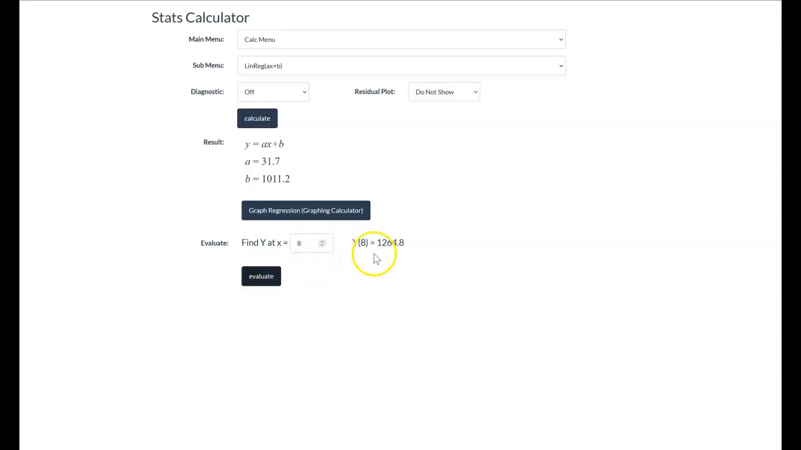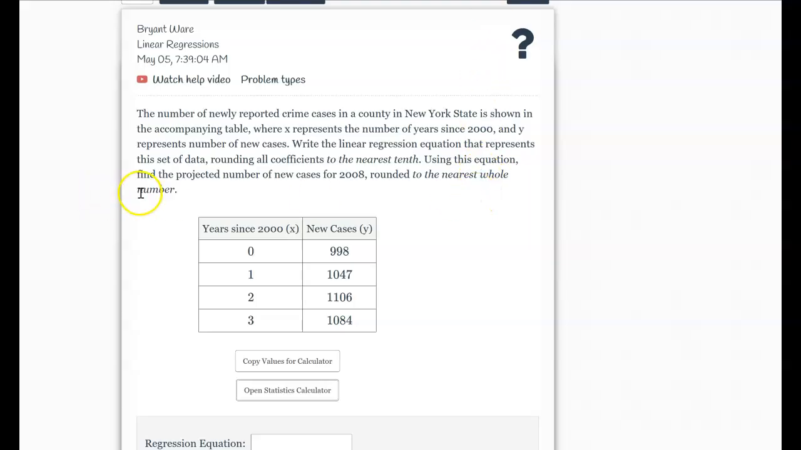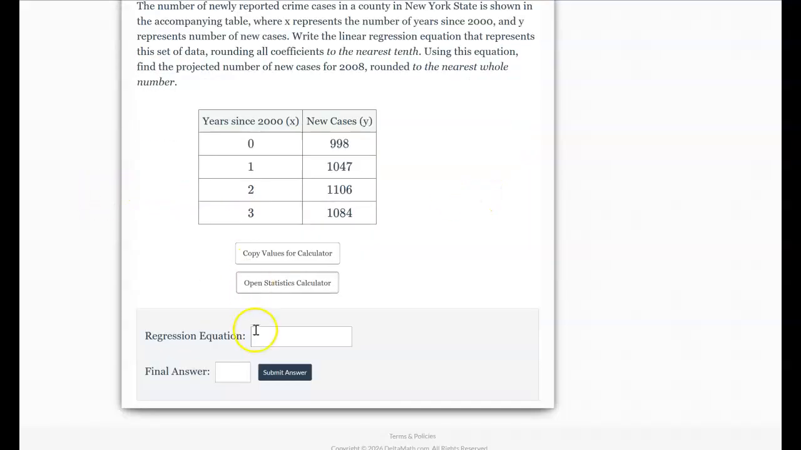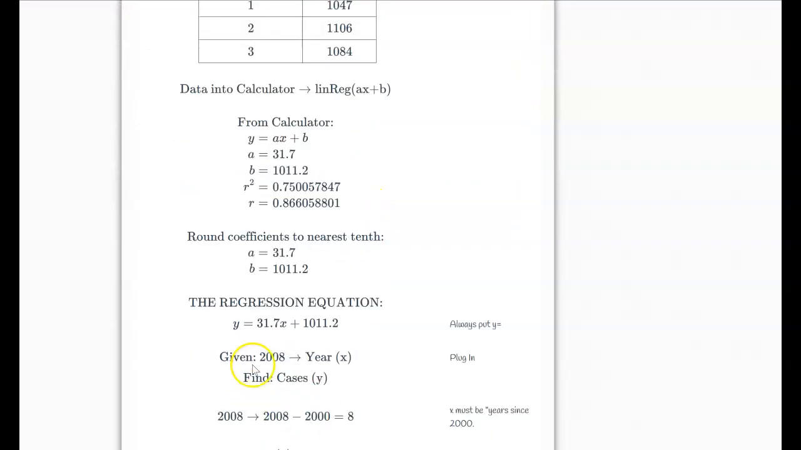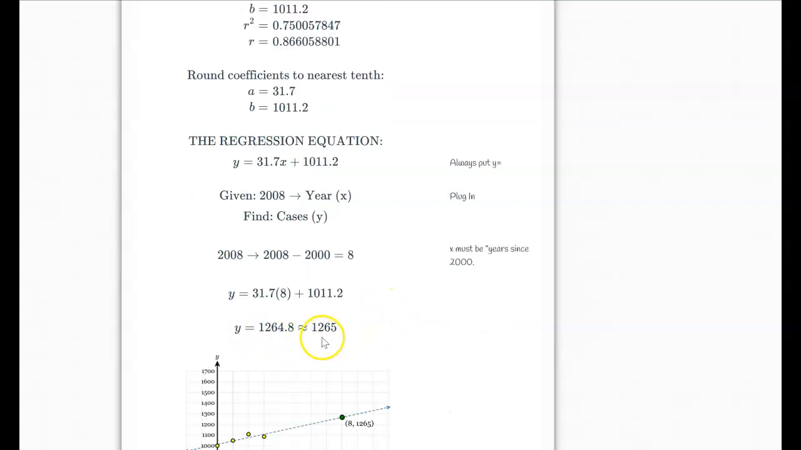Hit evaluate, and this is our final answer. And I believe they want us to round to the nearest whole number. Let's take a look. But here's the equation: y equals ax plus b, with a being 31.7 and b being 1011.2. And yep, to the nearest whole number. So we'll put in that equation here, put the final answer here, and it will look like this. So here's your equation. And the final answer, rounded to the nearest whole number, rounded up, is 1,265.